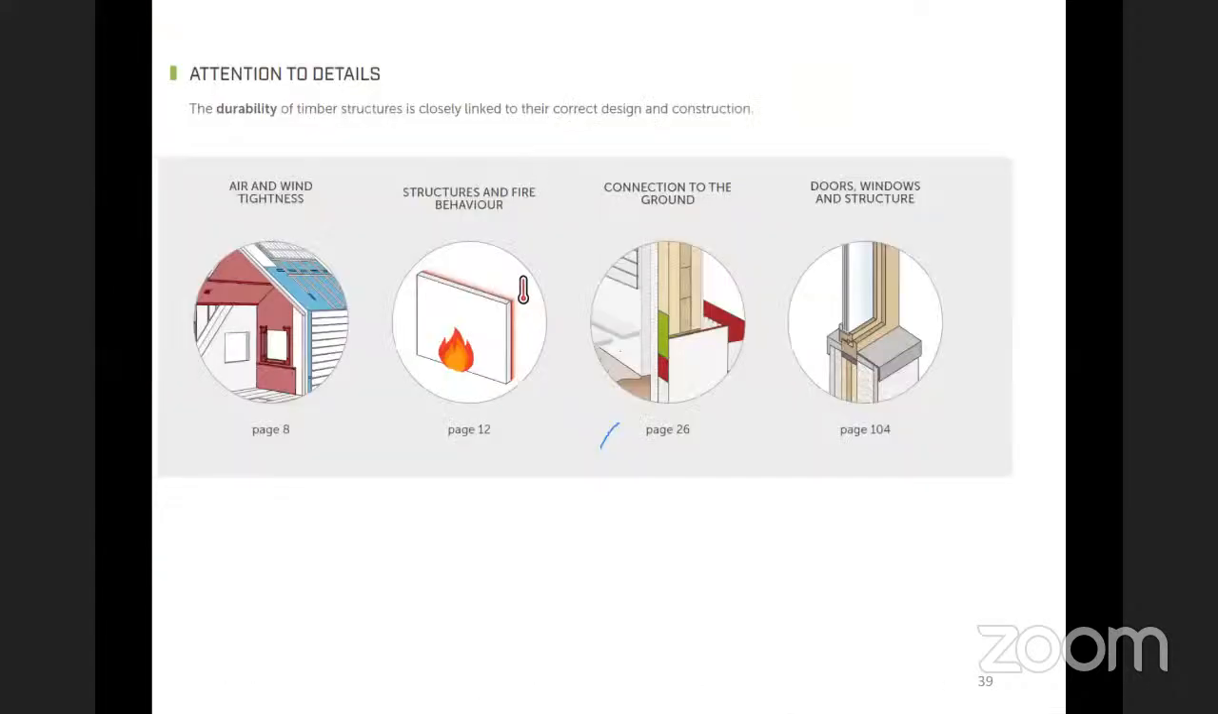And then also this slide I just wanted to share with you, just to let you know that the saying is always that the devil is in the detailing. If you don't have proper detailing for your timber structure, then durability always depends on the detailing. So you properly detail your structure, then you achieve durability. You need to detail it properly so that you achieve air tightness, and you should also connect it properly to the ground. You should also seal your door and window openings, not window openings, but the window profiles, you always want to seal them.